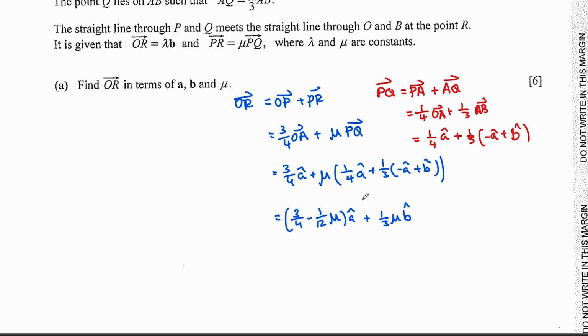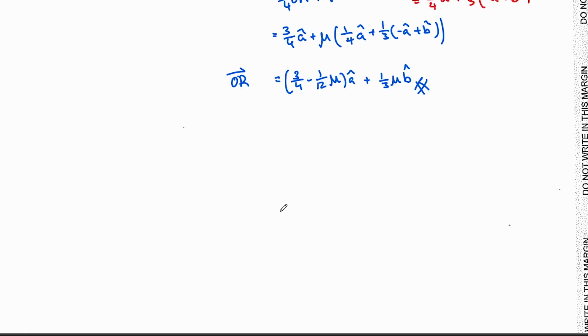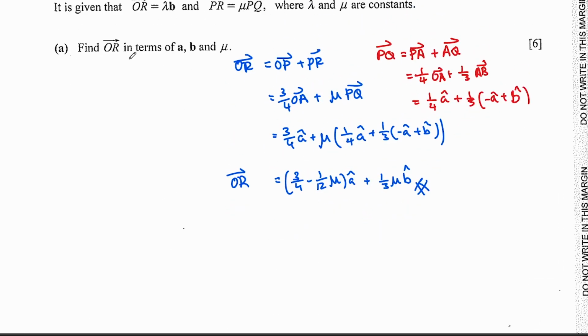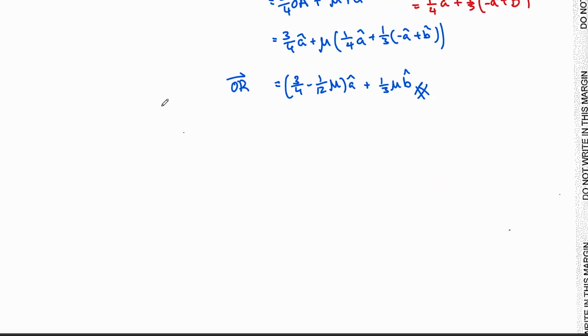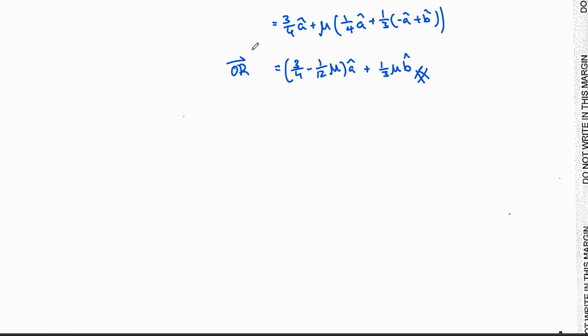Right, so after simplification, you should be able to get this expression for OR. So this will be our final expression for OR. And hence find the values of lambda and mu. Right, so we are given in the question also that OR is lambda of B. So we can equate this one that we found and also the one that is given in the question.